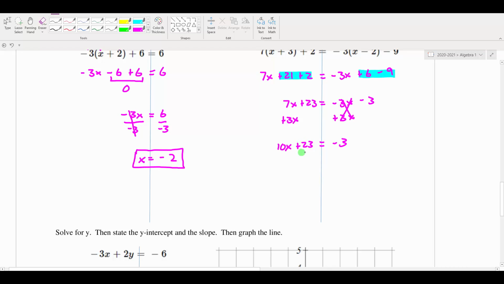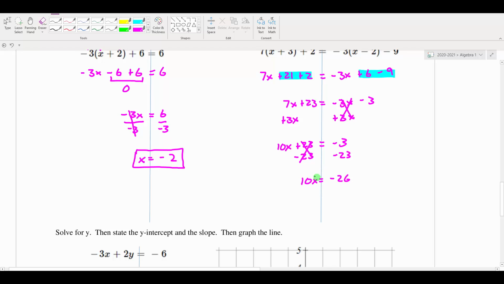All right. Now I'm going to take this plus 23 and I'm going to move it over here on the right hand side so I can combine it with the negative 3. So I'm going to subtract 23, right, because that's the opposite, and whatever I do on one side I have to do on the other side. So the 23's cancel out. All that's left is a 10x. And then over here we've got negative 3 minus another 23. Well, that's negative 26.